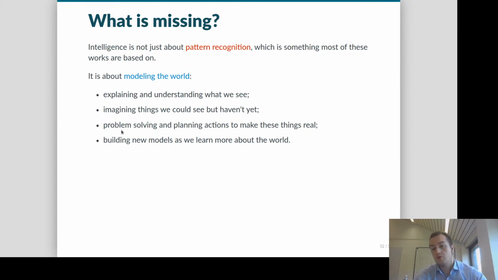So not only do you have to simulate what would be the consequences of your actions, you have to decide what actions you would take. Usually you have a large array of different actions you could take. Which one do you take, and how do you find the best one? And how do you find it in a way which is efficient? Because again, you have a limited budget when it comes to computation. And it's also, of course, building new models as we learn more about the world.